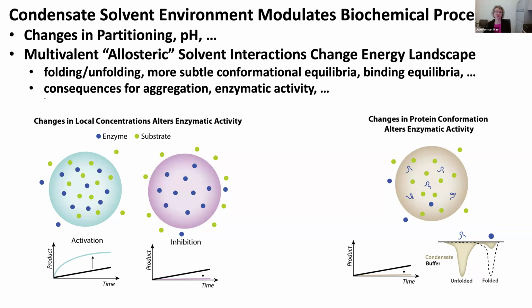But what I wanted to focus on here was this idea that multivalent allosteric solvent interactions that change the energy landscape of the proteins that are included in condensates can impact folding and unfolding equilibria and more subtle conformational equilibria that are important for active and inactive states of enzymes, for instance, binding equilibria. And these have consequences not only for enzyme activity, but also for aggregation.